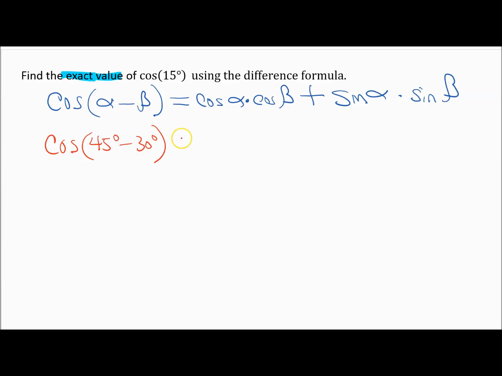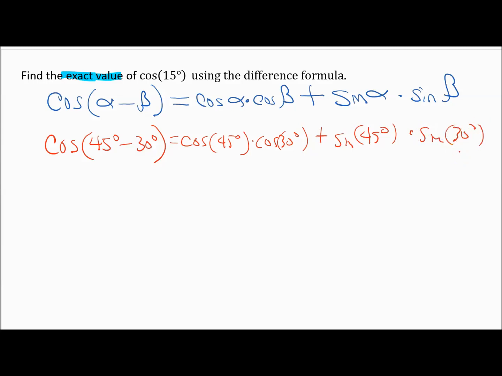So let's plug this in our formula. Notice the first angle is 45, the second angle is 30. So this would give me cosine of 45 degrees times the cosine of 30 degrees plus the sine of 45 degrees times the sine of 30 degrees.